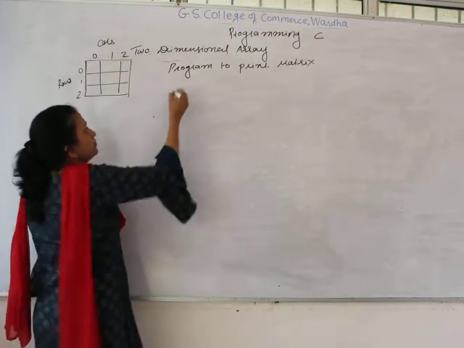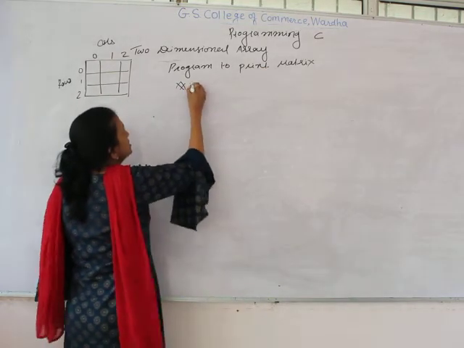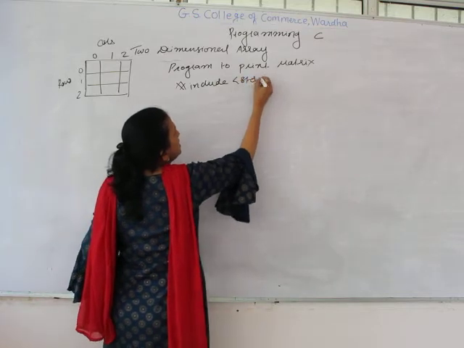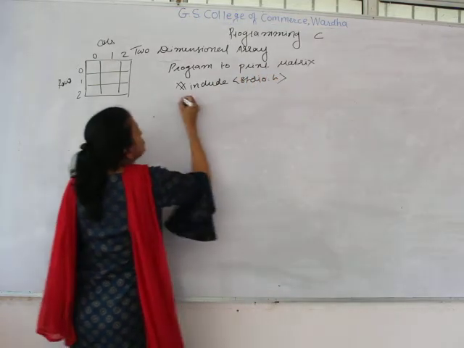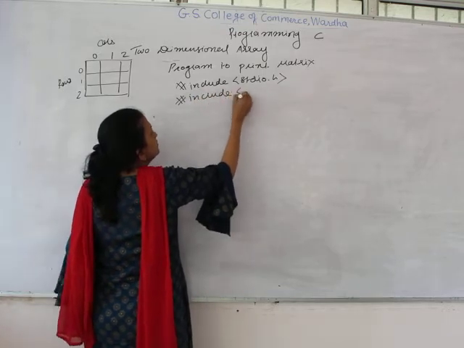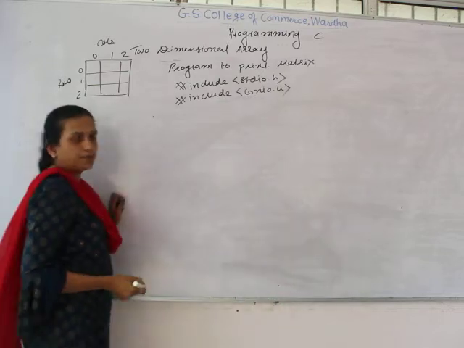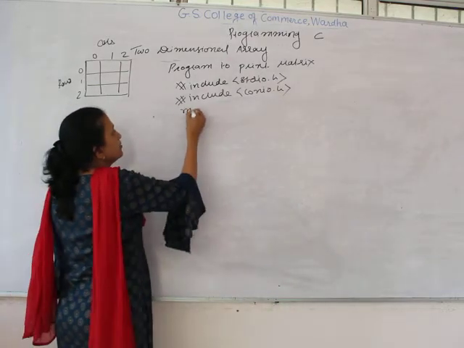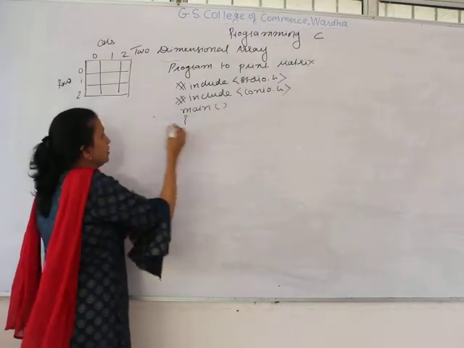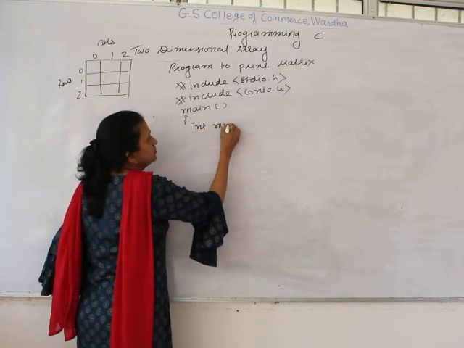Now let's have a look at the code. So, hash include stdio.h, hash include conio.h. The program always starts with main. Here I am declaring one array, that is int.